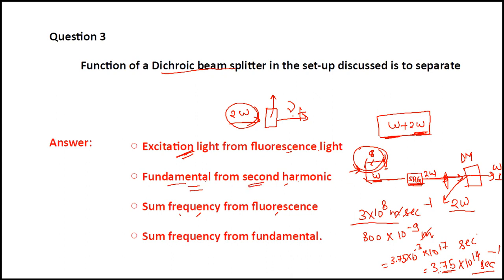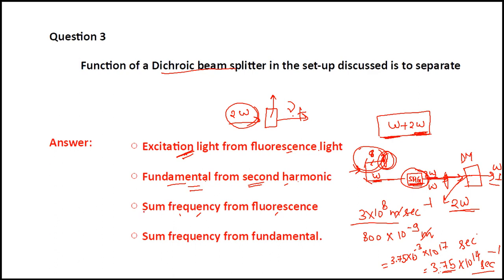Why? Because the fundamental is the one that is coming from this light source. It is going through this second harmonic generation. From the second harmonic stage we are getting the second harmonic 2 omega and the fundamental omega. Now what this DM is doing is separating this omega and 2 omega.